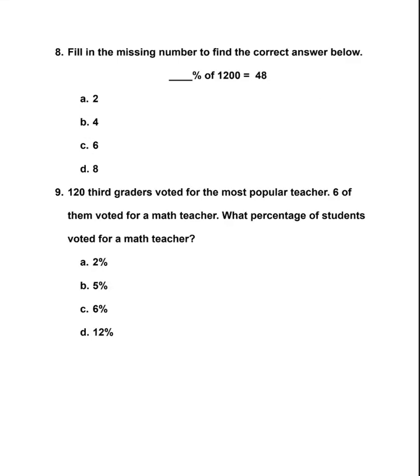8. Fill in the missing number to find the correct answer below. So blank percent of 1,200 is equal to 48. So blank over 100 times 1,200 over 1 is equal to 48. So because this is a multiple choice, we can guess and check.